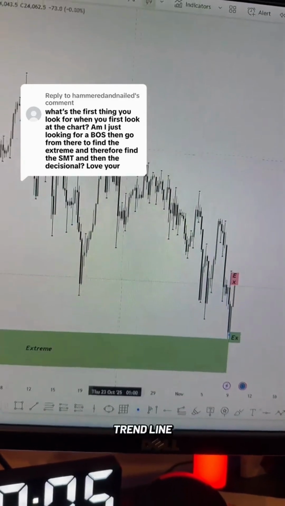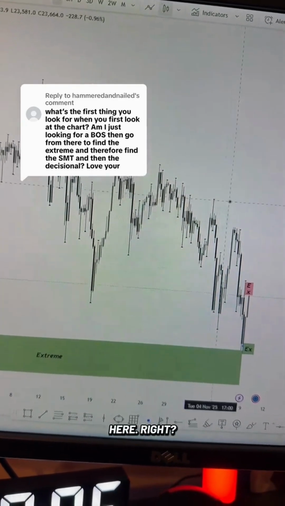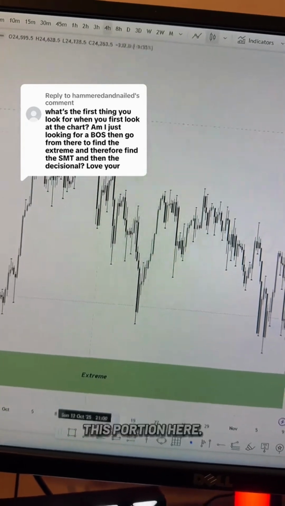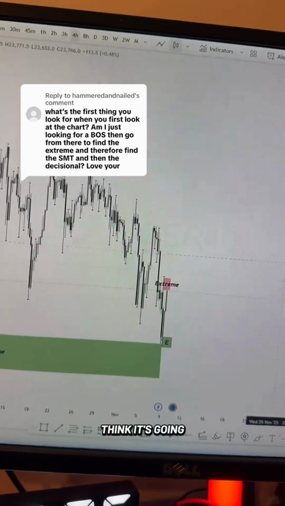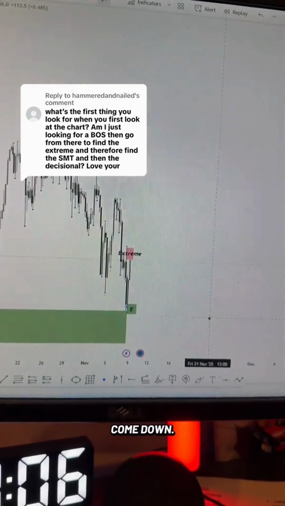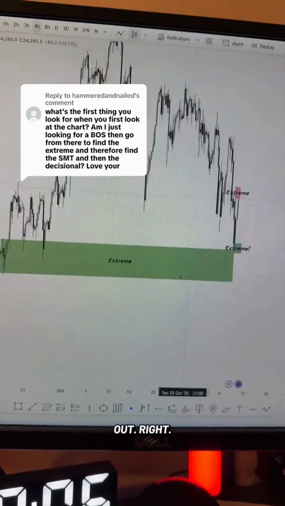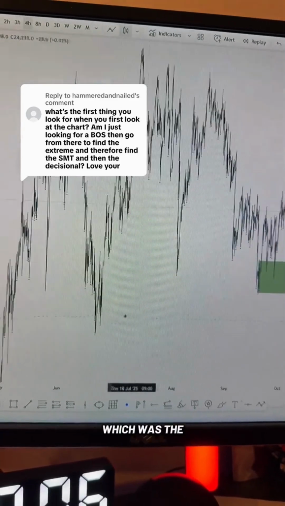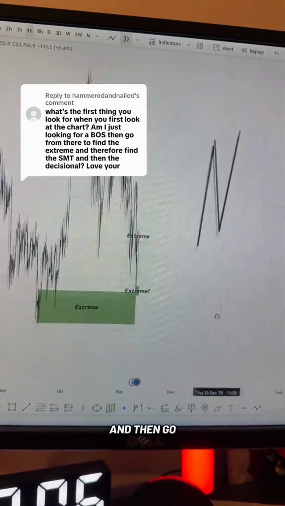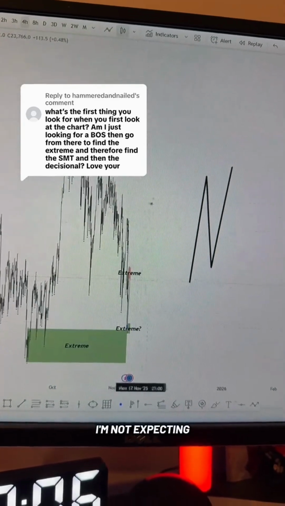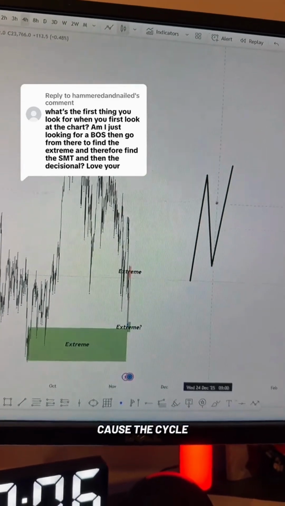Why? Because this is a trend line, a cluster of orders here, right? And this portion here broke price here. We haven't mitigated this portion here. What do you think it's going to do? It's going to go all the way up, mitigate this thing, and then probably come down, taking this portion out, right? And then maybe mitigating deeper into that demand, which was the causational main push, and then go further up, breaking this portion here. But from here, I'm not expecting price to break this portion here because the cycle is done.